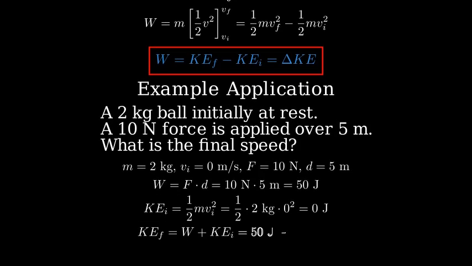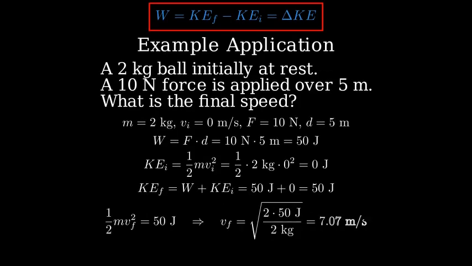From the work-energy theorem, we know that the final kinetic energy equals the work done plus the initial kinetic energy, which is 50 joules. Using the kinetic energy formula, 1/2 mv squared equals 50. So v equals the square root of 100 divided by 2, which equals 7.07 meters per second.